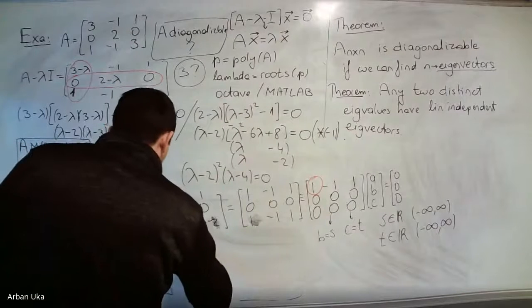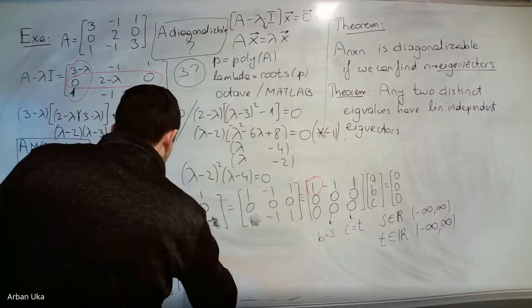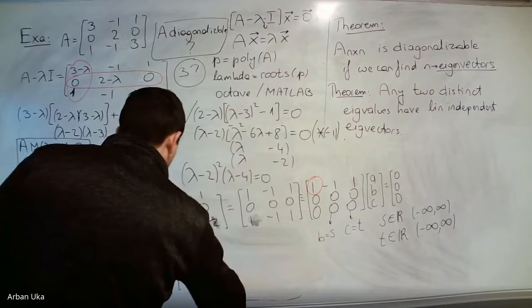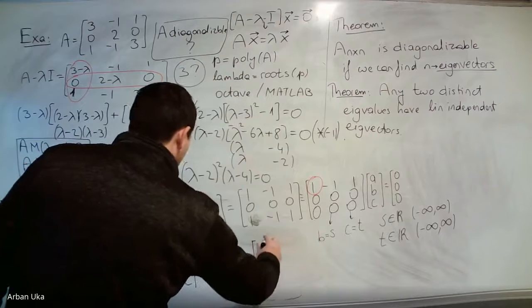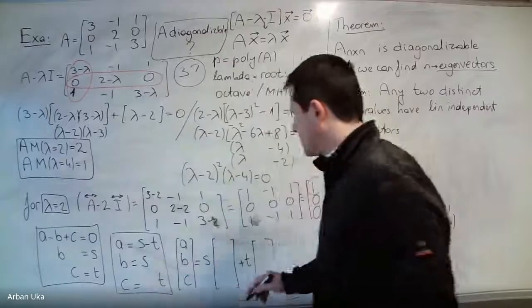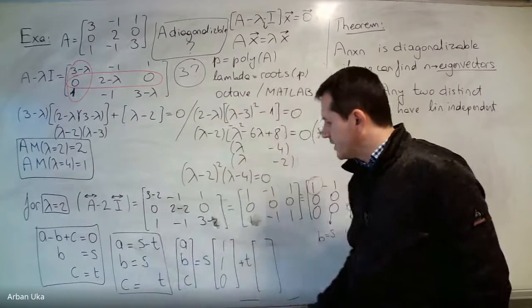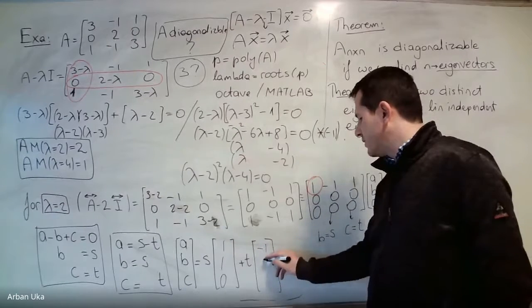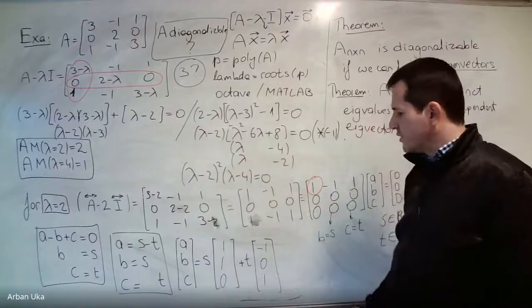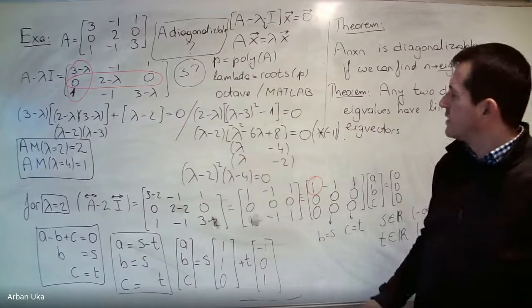So I'm going to write this also on the board. We have here ABC, this is equal to S times 1, 1, 0, because these are the coefficients of S, plus T times minus 1, 0, 1. So here we have two different eigenvectors for lambda 2.